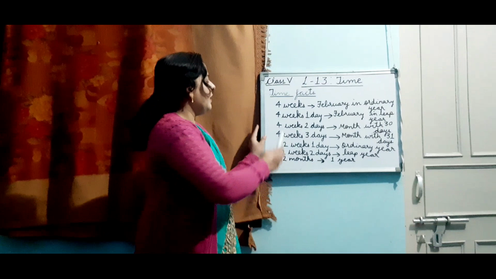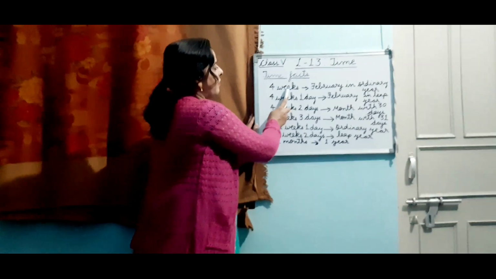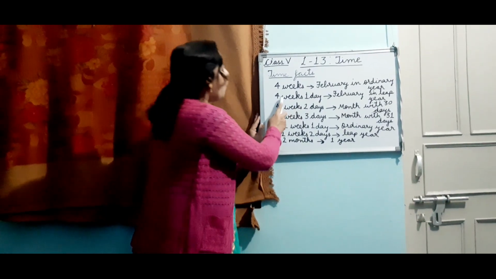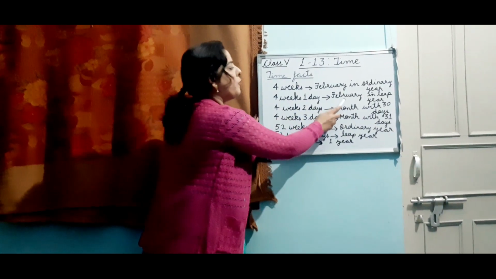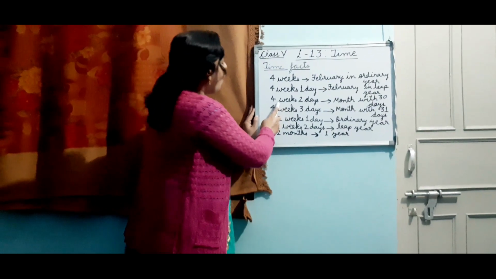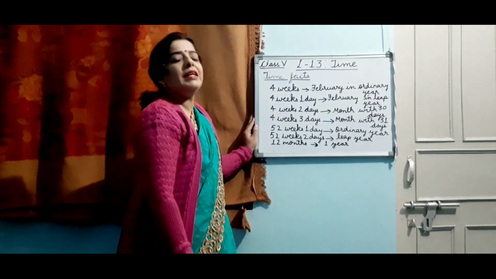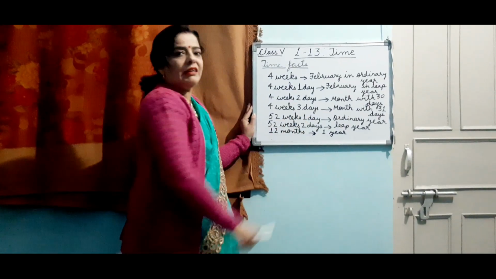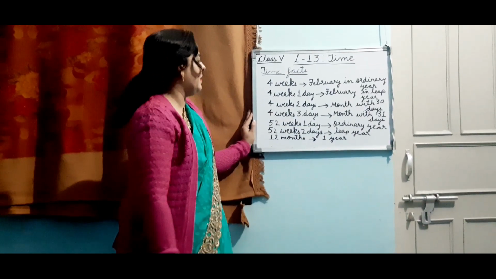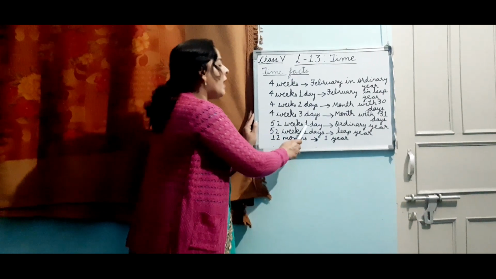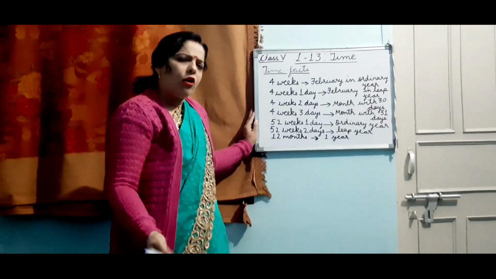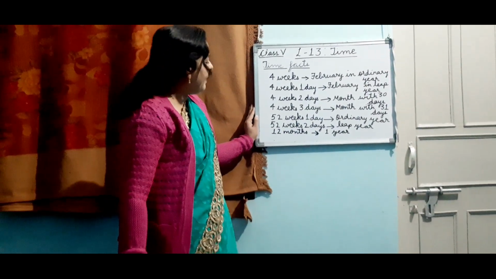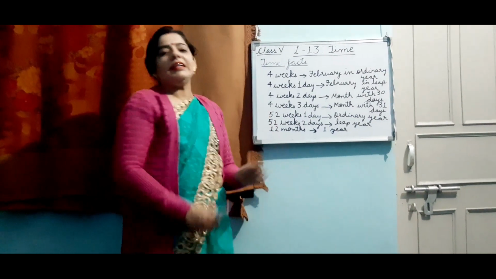Now you can see that 4 weeks make the month of February in an ordinary year. 4 weeks 1 day are there in February in a leap year. 4 weeks 2 days are there in a month with 30 days. 4 weeks 3 days are there in a month with 31 days. 52 weeks 1 day are there in an ordinary year. 52 weeks 2 days are there in a leap year and 12 months are there in a year.